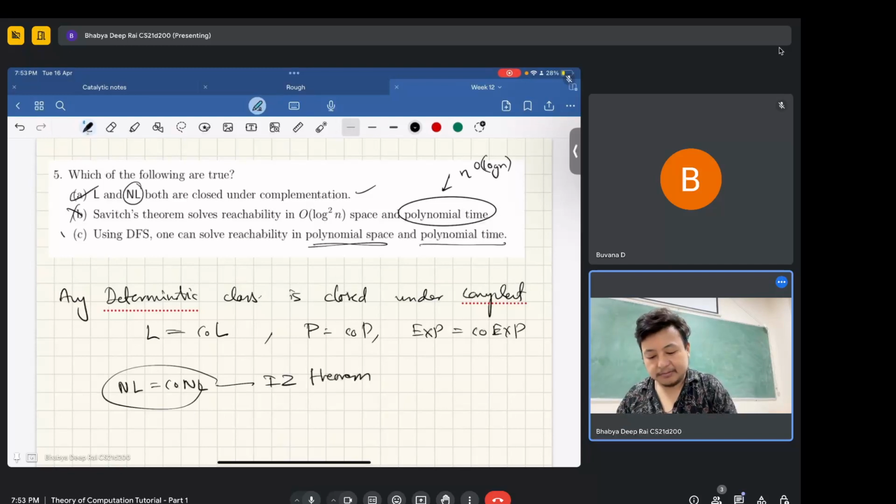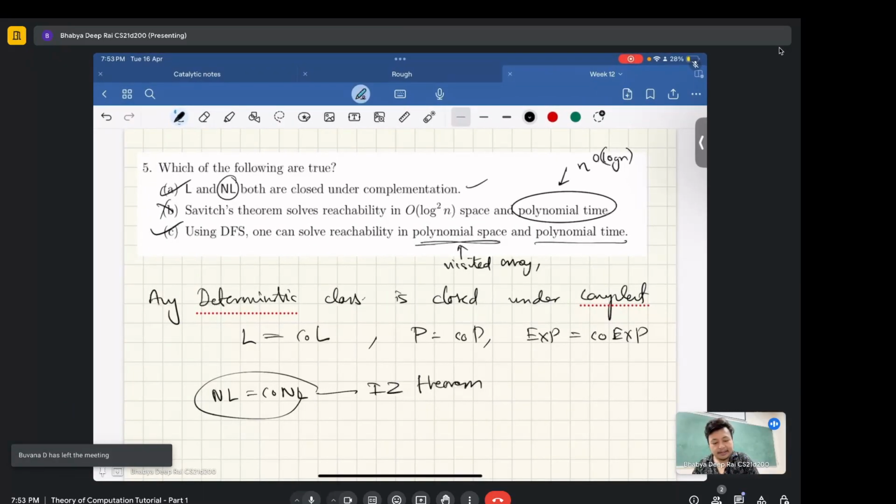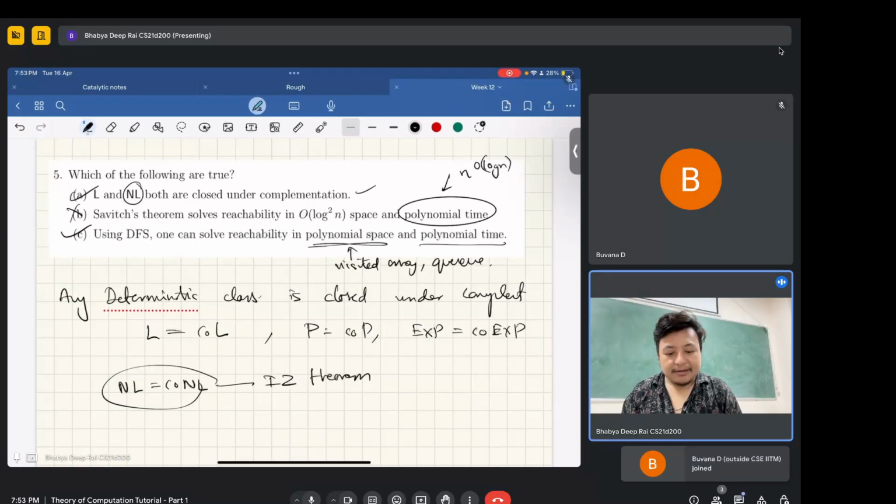Using DFS, one can solve reachability in polynomial space and polynomial time. This is true. DFS takes polynomial space because you need to keep that visited array and queue and so on. So DFS you can do in polynomial space and polynomial time, and that is all I wanted to say.